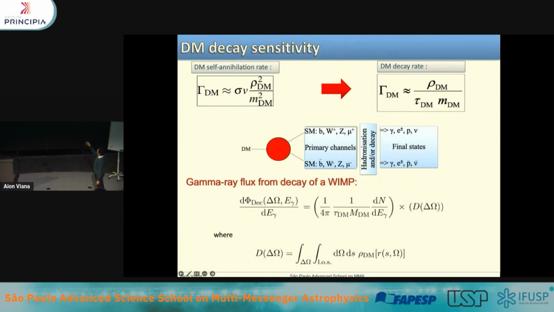We can also have decay sensitivity. The only thing that changes here is that instead of a rate that depends on the cross-section and the density squared, you have a rate that depends on the density and on the lifetime of the particle. It's one particle, it decays with a specific lifetime. And instead of what we call the J factor, we have this D factor.